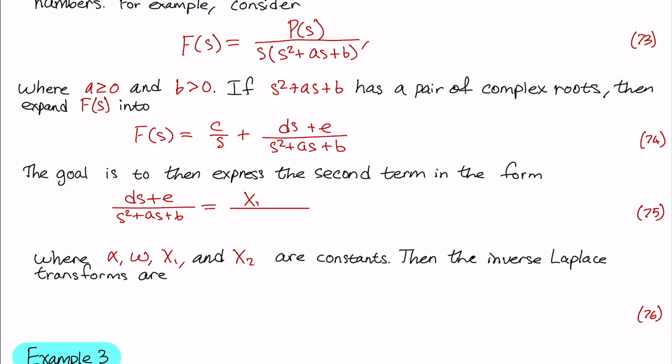Some constant big X1 times (s + alpha) divided by the quantity (s + alpha) squared plus omega squared, plus another partial fraction, big X2 times omega divided by (s + alpha) squared plus omega squared. Here alpha, omega, big X1 and big X2 are all constants.